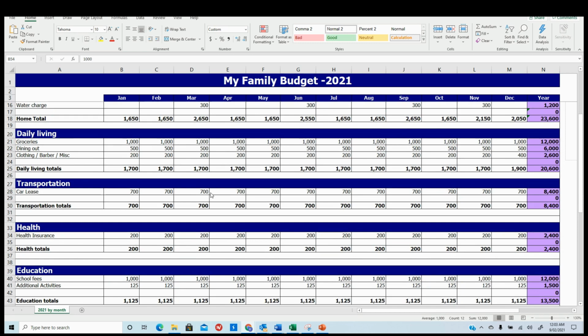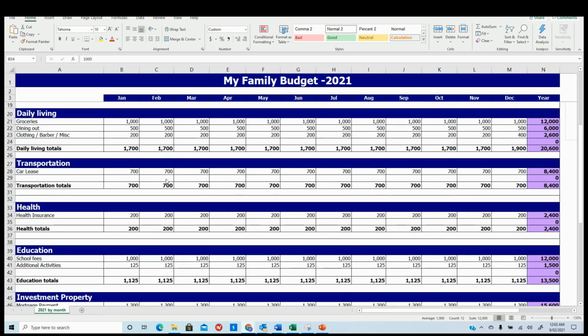We've got an education section. This is perhaps if you're a family and you've got kids going to school, whether it's private school, tuition fees, and so on. So we've got this education section here.